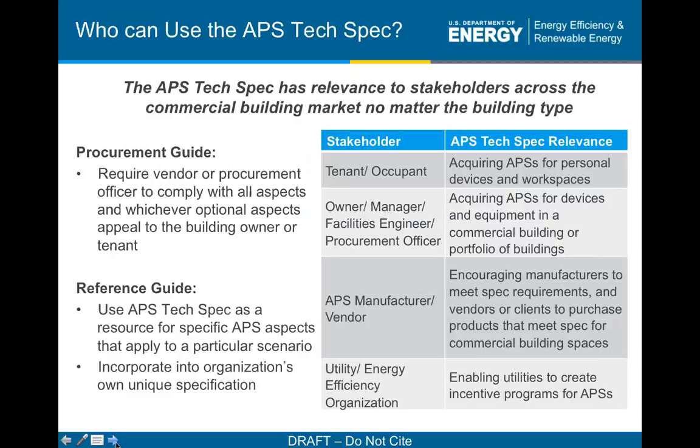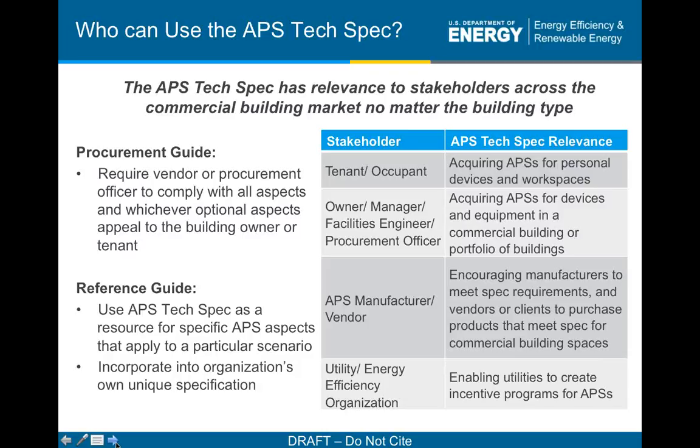Now, some people may think, oh, the APS Tech Spec might not quite be relevant to me. However, there really is a wide variety of stakeholders that can leverage the Tech Spec for different purposes fit to their tasks. It could be used strictly as a procurement guide, taking it as is and requiring a vendor or a procurement officer to comply with certain or all aspects of the Tech Spec to make it as efficient as possible. Or it could be used as a reference guide where you take the APS Tech Spec and incorporate different bits or pieces that are particular to your scenario, and then you can develop your own unique APS spec for your purposes.